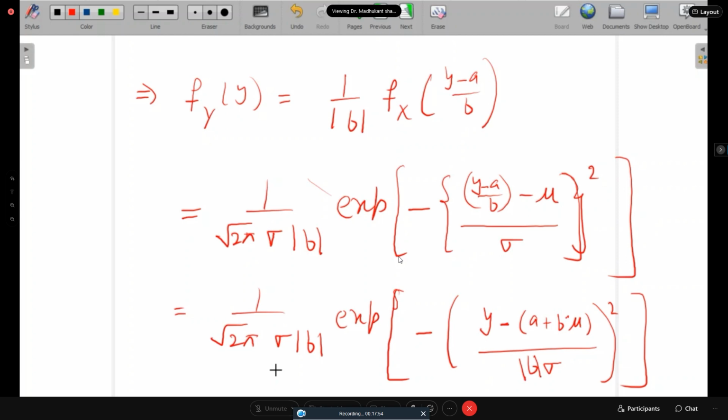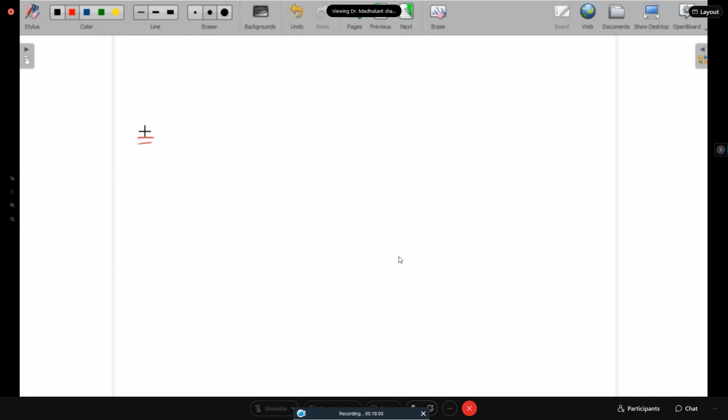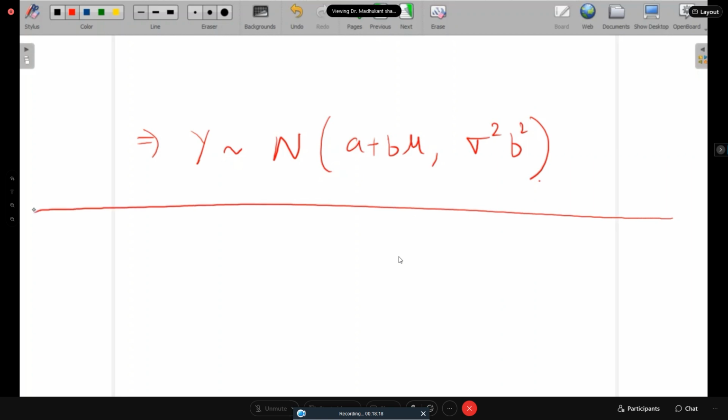So it's very clear now from here that this will imply that y will follow the normal distribution with mean a plus b mu and variance sigma square b square. Now, how does it help you is as follows. We are going to define the standard normal variate.